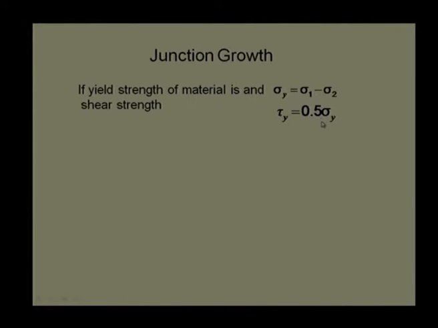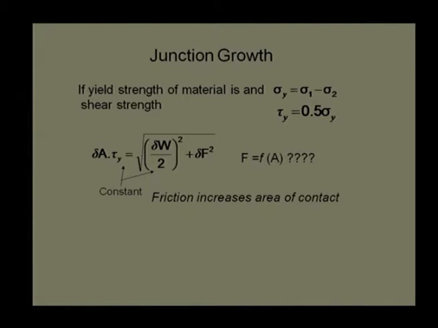If the Tresca theory, then it will be 0.577 sigma y, while one might say it will be 0.7577, while in case of Tresca theory it will be 50% of yield strength. Substituting these values, we get an expression something like this: the elemental area into shear strength of material, the expression for normal force with 50% of normal force square of that, and then tangential force.